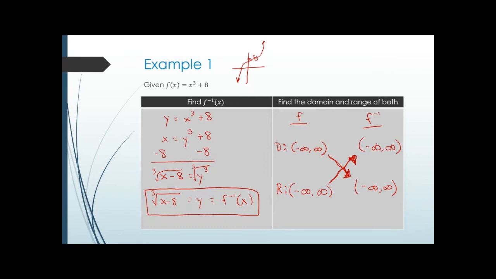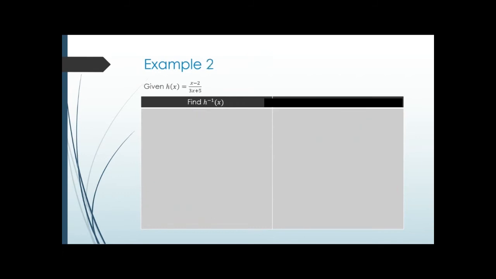And now let me move on to example 2. Here we have a rational function. If you want to make sure that it has an inverse, you can, let's see, I'm going to eyeball this.